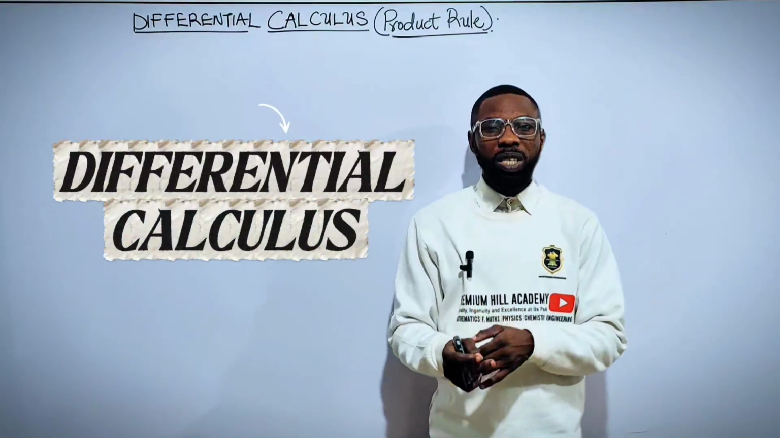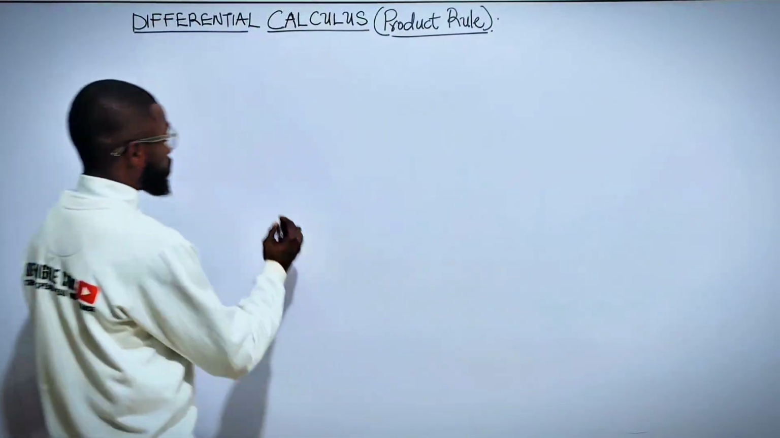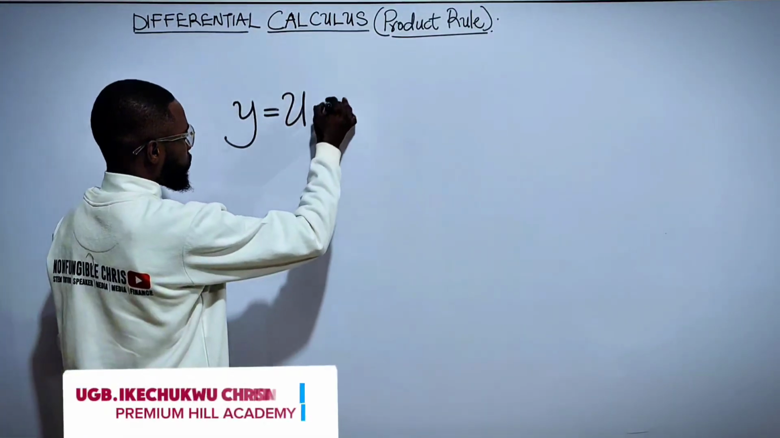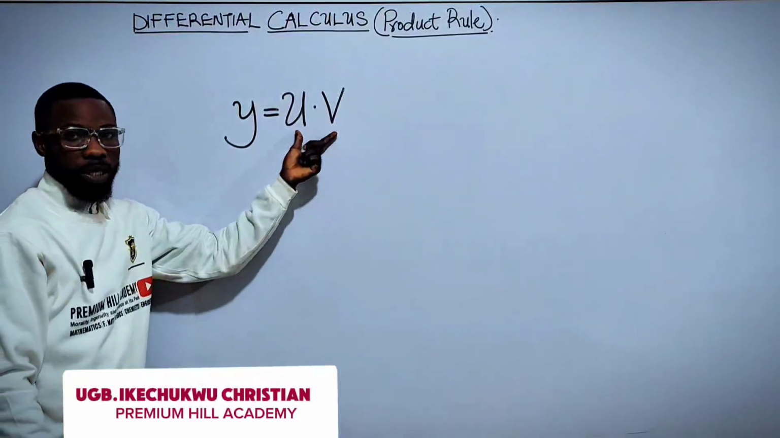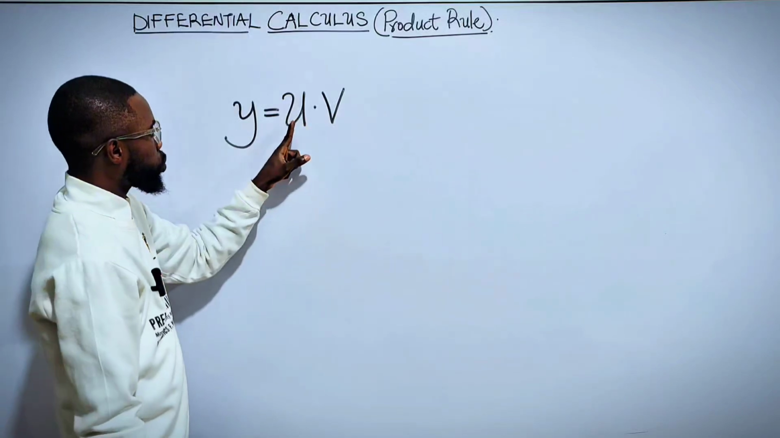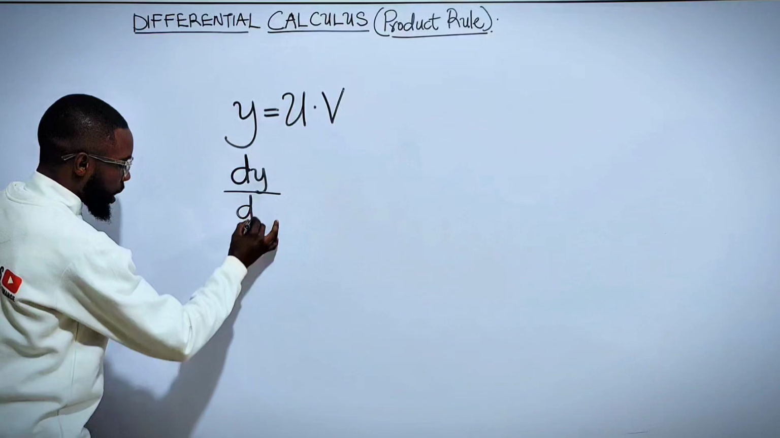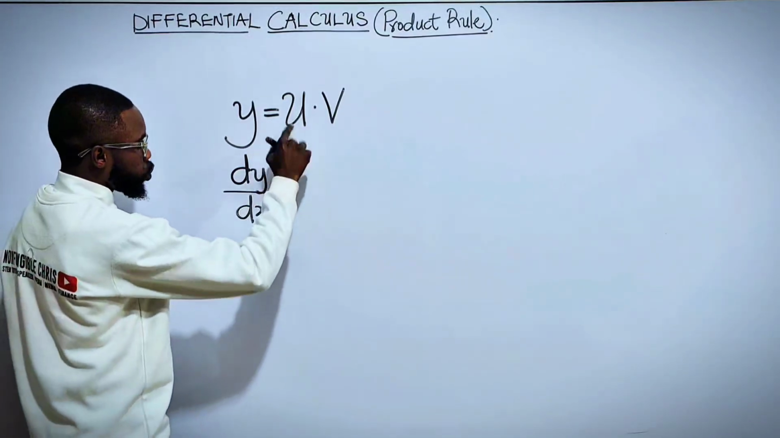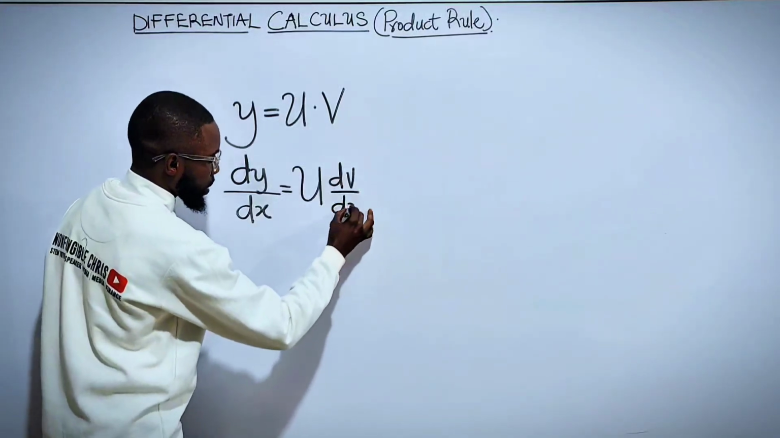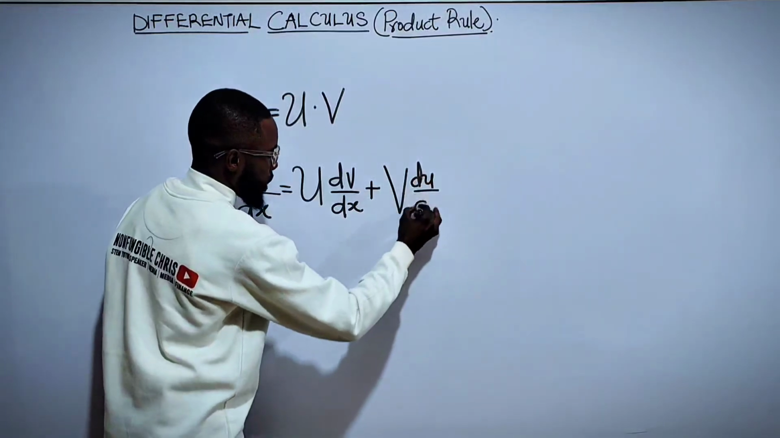And in this video, we are looking at the product rule. For the product rule, it's very simple. The idea is that y is the product of two variables, u and v. If y is equal to u times v, then dy over dx, if we differentiate this, is u dv over dx plus v du over dx.